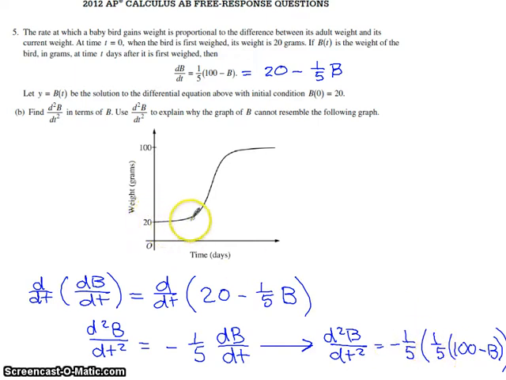The reason why this can't represent that, check out this portion of the graph. This is definitely concave up right here, and our second derivative would have to be positive in order for a graph to be concave up. Because this second derivative cannot be positive when b is less than 100, we know that this can't be the solution graph.